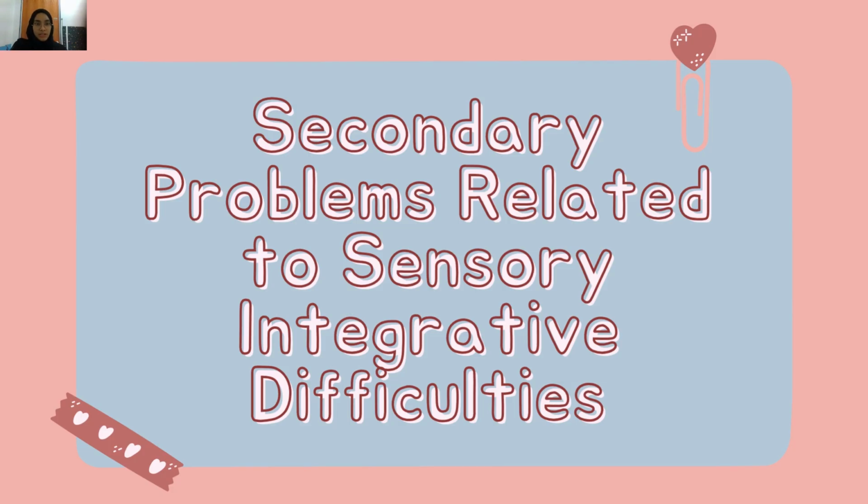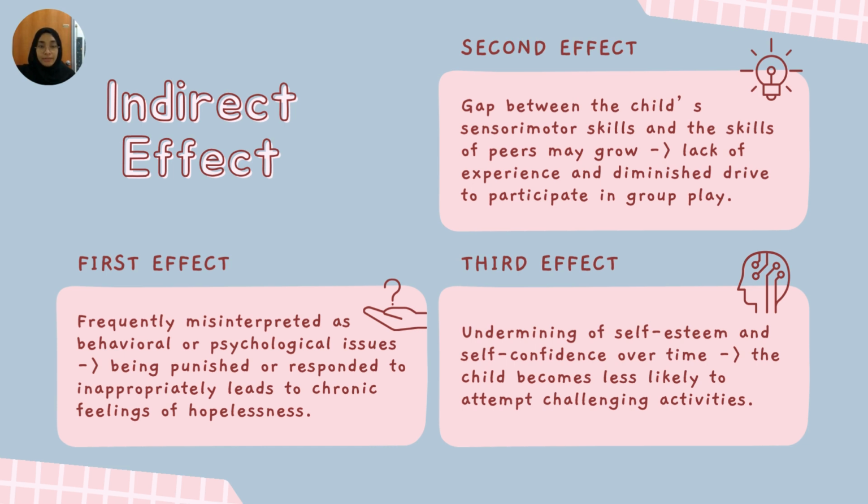Okay, last one, we're going to see what the secondary problems related to sensory integrative difficulties are. There are three indirect effects that can be seen. First one is that it is frequently misinterpreted as behavioral or psychological issues. Sensory integrative disorder (SID) can fluctuate in severity from one time to another within the same child. Moreover, the severity of this dysfunction and the ways in which it is expressed vary tremendously from one individual to another. So it's very different between this child and that child.